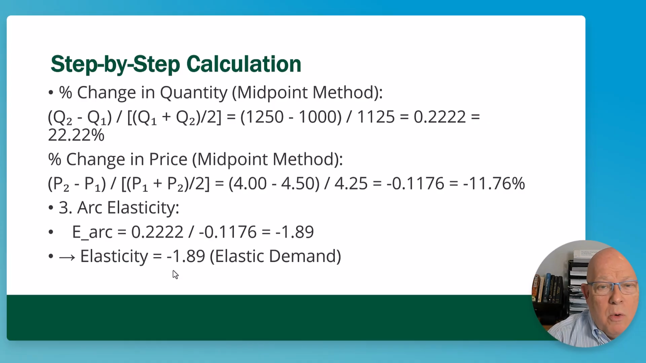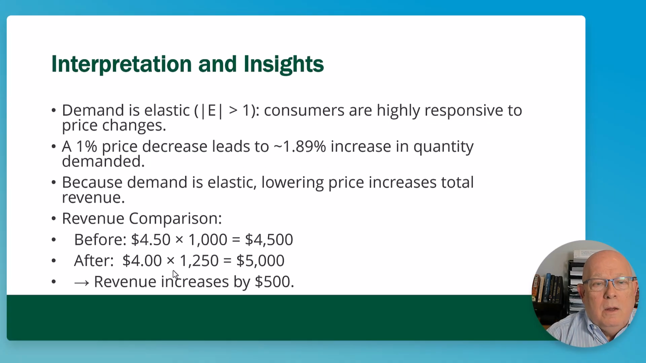So we can use that going forward to evaluate further price changes, whether they're up or down. We can estimate in advance what would likely happen to our weekly sales of coffee. So again, in this case, the absolute value of the elasticity is greater than 1, so we're highly responsive to price changes. A 1% price decrease leads to a 1.89% increase in quantity. Similarly, a 1% price increase would lead to about a 2% decrease in quantity demanded.